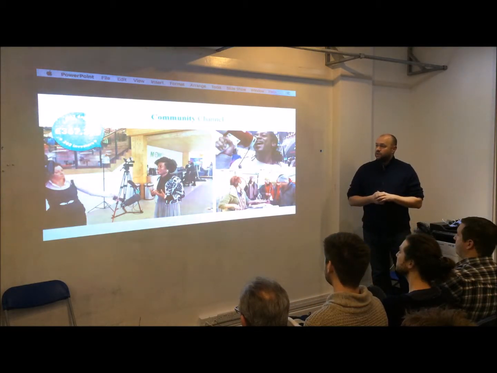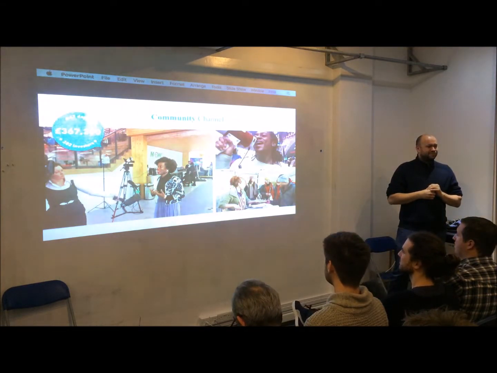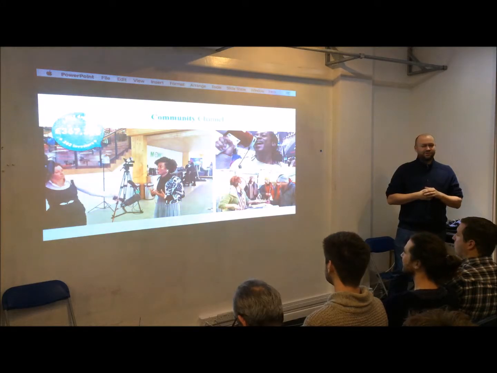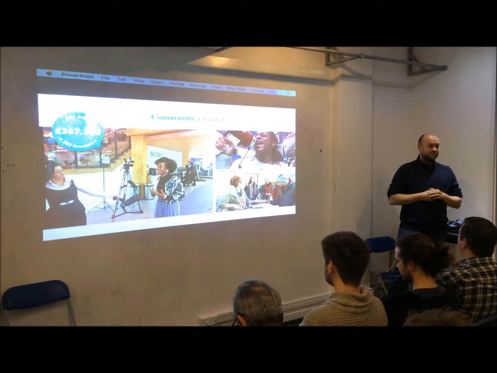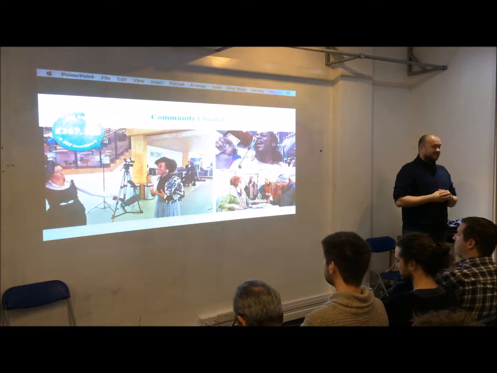And then lastly on the examples here is the Community Channel. These guys are on channel 87 of Freeview. If you've ever stumbled across it, it's a fantastic channel where they're going all over the country filming stuff. It was lottery funded for the first few years. Lottery funding has dried up. They're like, what do we do next? How do we keep this going? How do we keep it sustainable?